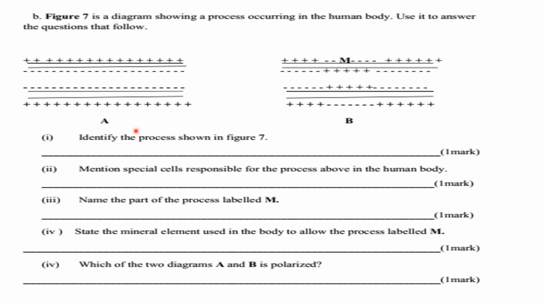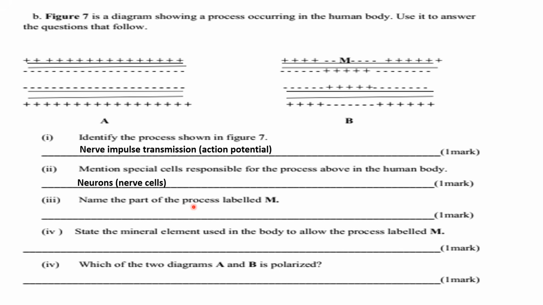Identify the process. So the process is called nerve impulse transmission. What's happening here is nerve impulse transmission is showing a nerve when it is transmitting an impulse, a signal, which is called action potential. Mention special cells responsible for the process above. So the cells that are responsible for this process are simply the neurons, which are called the nerve cells.